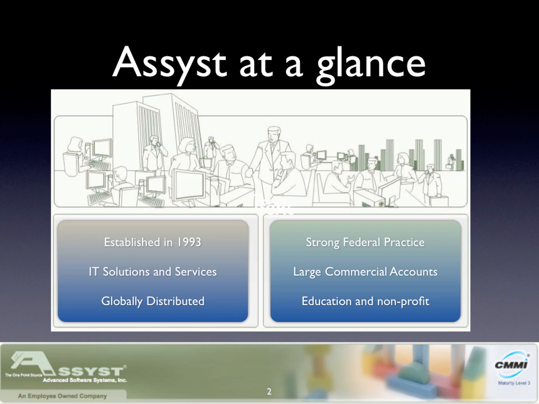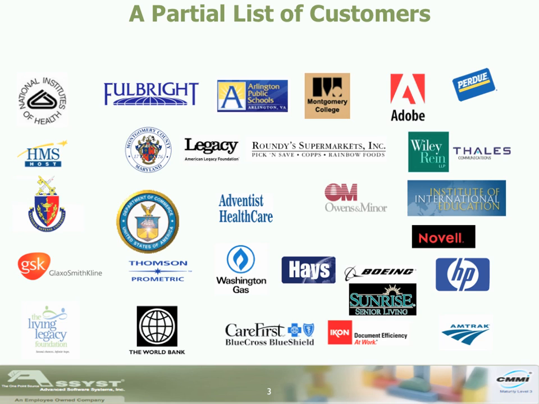ASSIST was established in 1993. It's a global provider of IT solutions and services. We are globally distributed with development teams across the world. Very strong federal practice, very large commercial accounts, and a very strong footprint in the education and nonprofit organization. The next slide shows you a partial list of our customers. And as you can see, we have a very wide spectrum of customers across the board. So without further ado, I'd like to start today's talk.